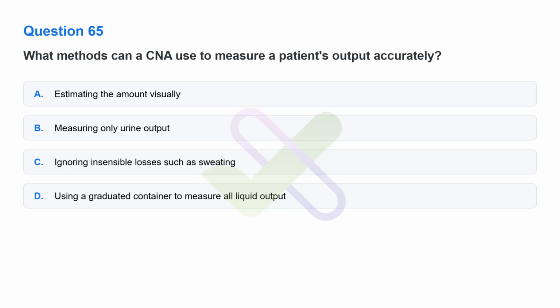A. Estimating the amount visually. B. Measuring only urine output. C. Ignoring insensible losses such as sweating. D. Using a graduated container to measure all liquid output.